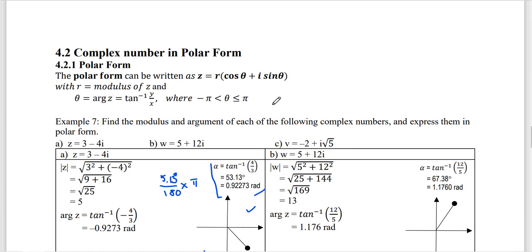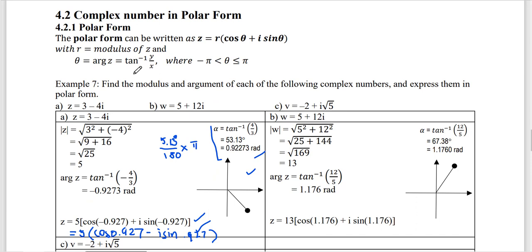Okay, this is the next step. After you get the modulus and argument, you just substitute into the polar form. Just substitute into this form. This is the polar form that involves cos theta, sin theta. So the modulus you substitute to R, the argument you substitute to theta, then finish. You can get the answer already. Okay, this is the complex number you write in polar form.